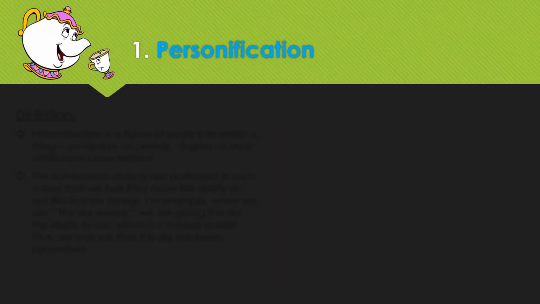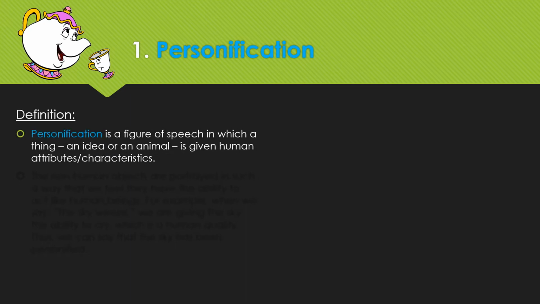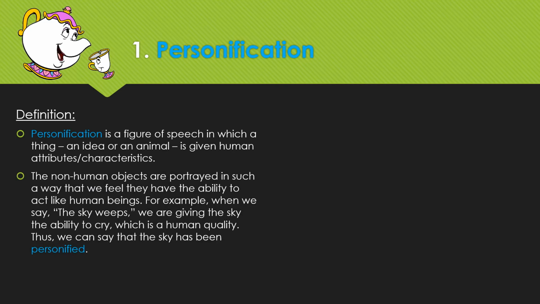Now that we've revised the three figures of speech of last week, let's learn the two new figures of speech. Number one is personification. By definition, personification is a figure of speech in which a thing, an idea or an animal, is given human attributes or characteristics. The non-human objects are portrayed in such a way that we feel they have the ability to act like human beings. For example, when we say the sky weeps, we are giving the sky the ability to cry, which is a human quality. Thus, we can say that the sky has been personified.